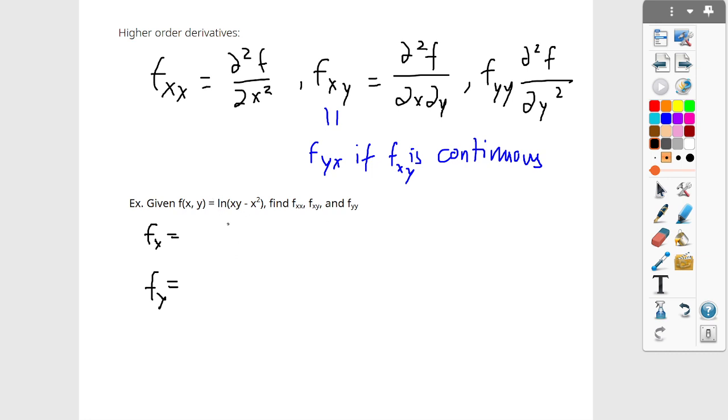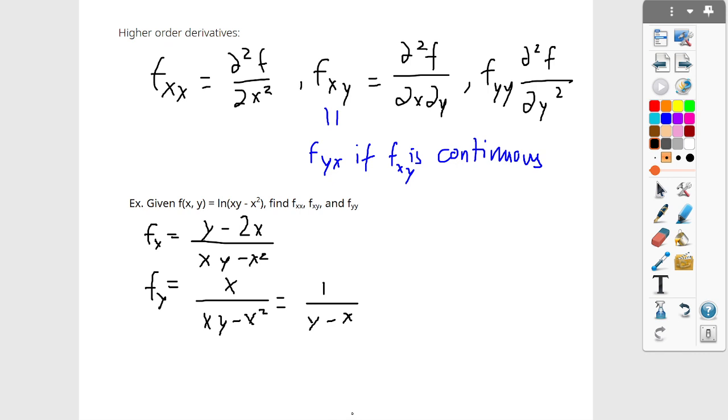So what you will get in this one is you will have to take the derivative of the outside, which is 1 over xy minus x squared, keeping the inside whole, and then you take the derivative of the inside. What's the derivative of xy minus x squared? It's y minus 2x. Very simple. What about y? Same thing, xy minus x squared on the bottom, and what will you get for the top? You will just get x, which is even simpler. This is just 1 over y minus x. Right, so two pretty simple derivatives to perform.